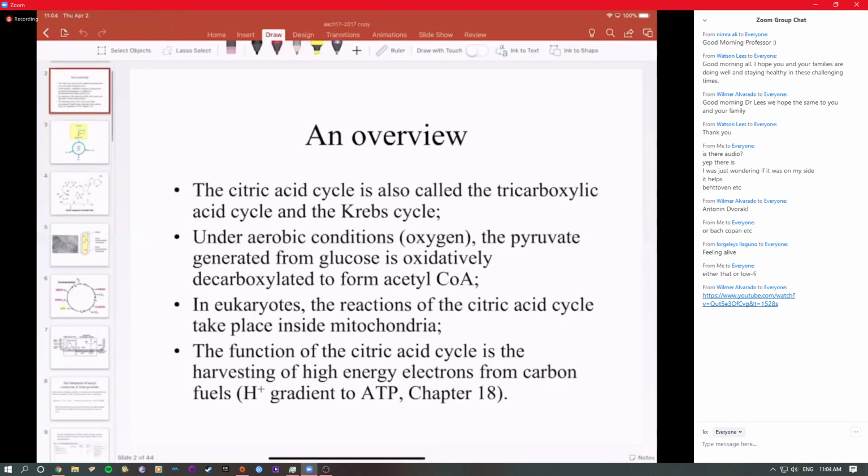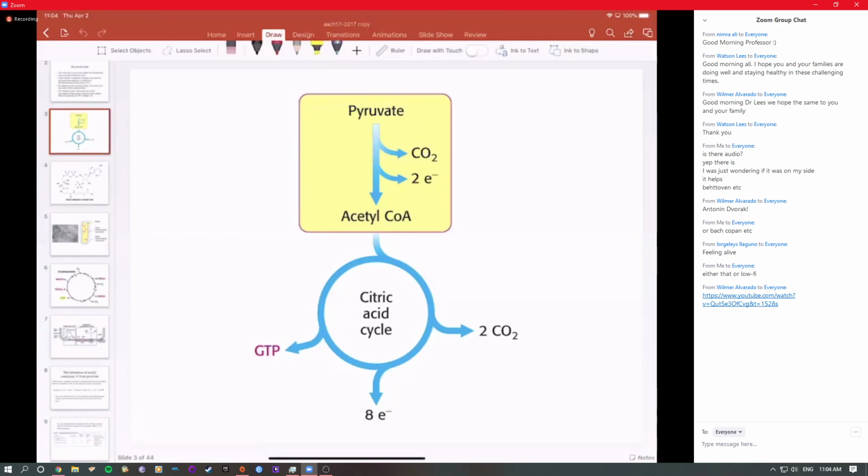Shown here is the first part where we go from pyruvate to acetyl-CoA. In this case, you lose CO2 and you generate two high energy electrons, or two reducing equivalents. Now this is done by the pyruvate dehydrogenase complex. And as the name implies, it is a complex. It is quite complex. So we're going to go through how this complex works and go from there.